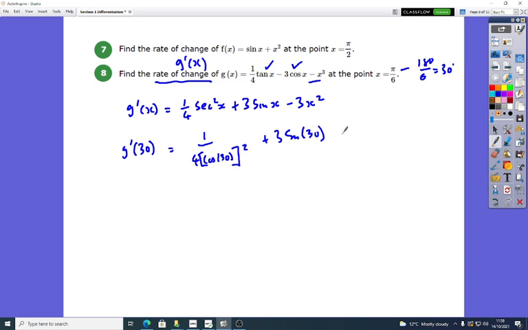So what's the sec over cos? That's what it is. The sec function is 1 over cos. That's the definition that you should know. That sec x is 1 over cos x. Okay, that's what it is by definition.